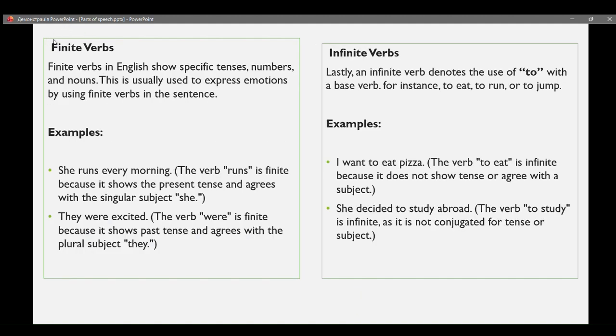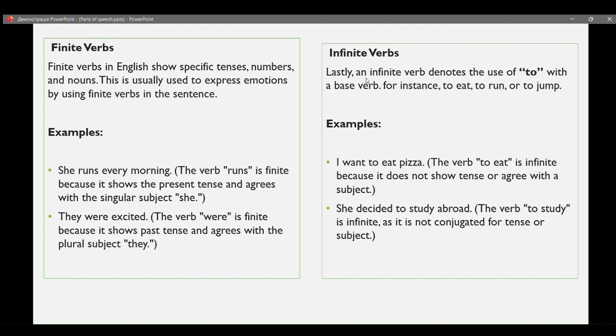And we have here finite verbs. They show specific tenses, numbers, and nouns. For example, she runs every morning. The verb runs is finite because it shows the present tense and agrees with the singular subject she. They were excited. The verb were is finite because it shows past tense and agrees with the plural subject they.